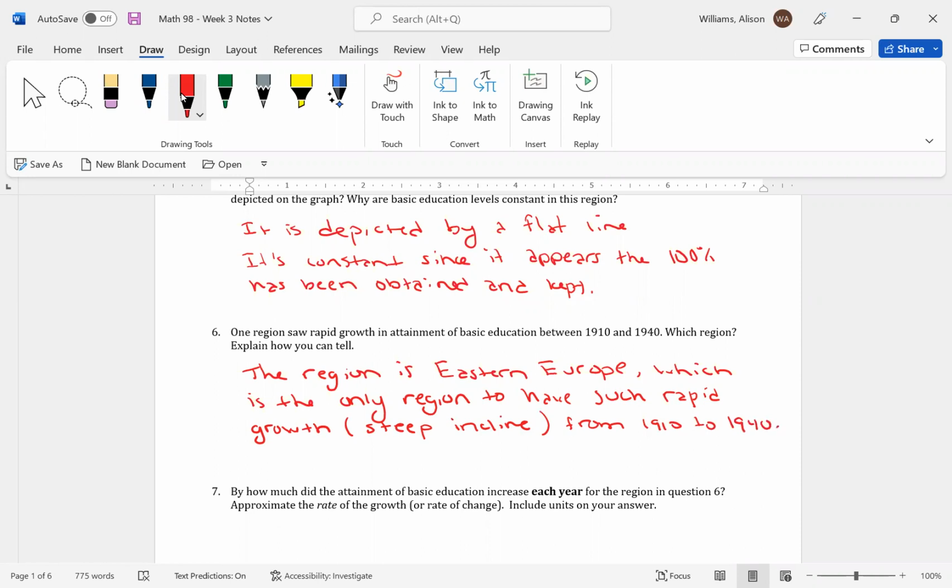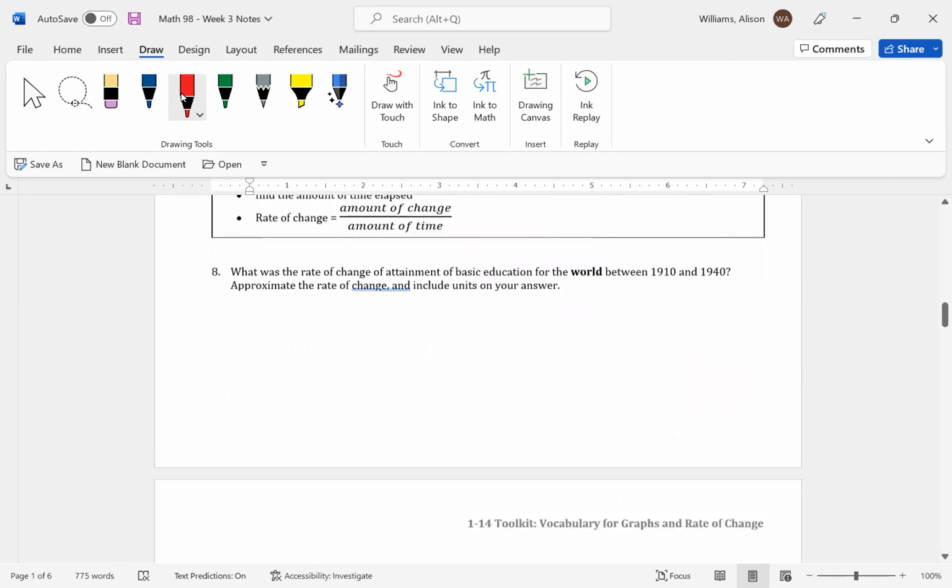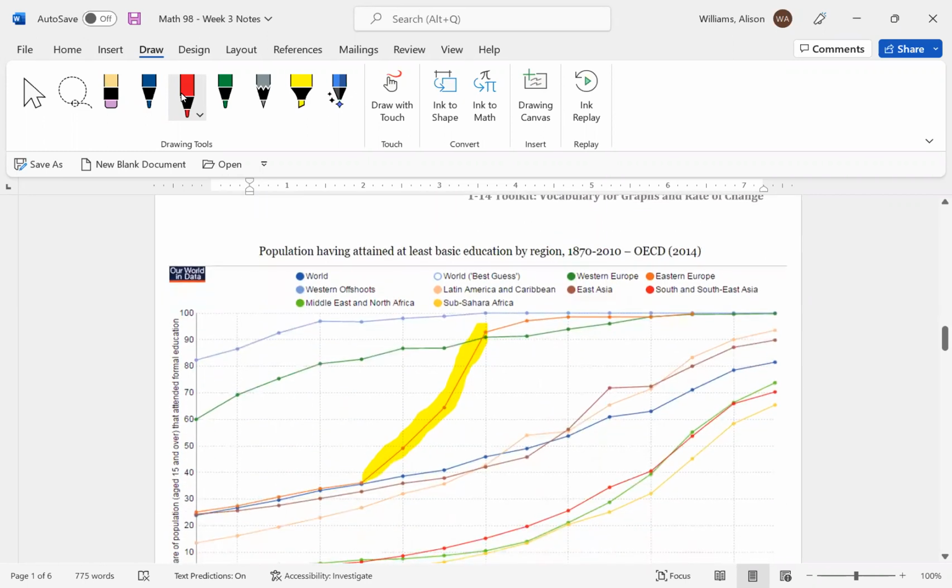By how much did the attainment of basic education increase each year for the region in question 6? And let's approximate the rate of growth. So each year, meaning, approximately how much does it grow? To do this, we're going to look at what the starting point appears to be and then the ending point. So let's see. Starting point's right about there. And I'm going to do my best without a ruler, but if you have it printed off, I definitely get a ruler and kind of draw this out. Best I can. All right.